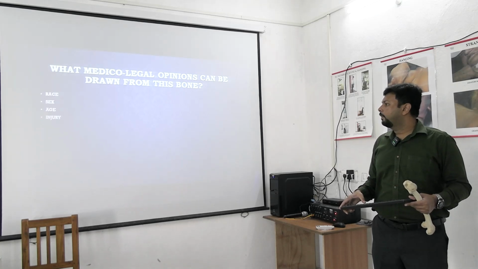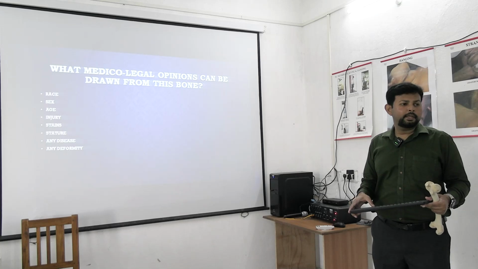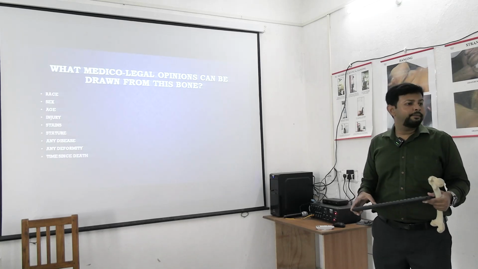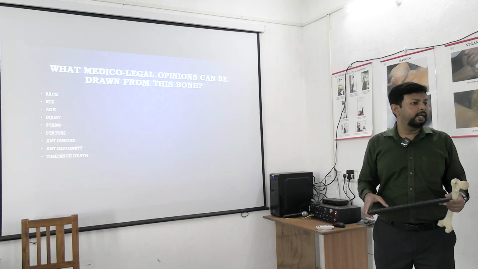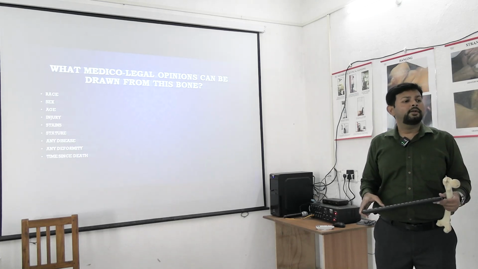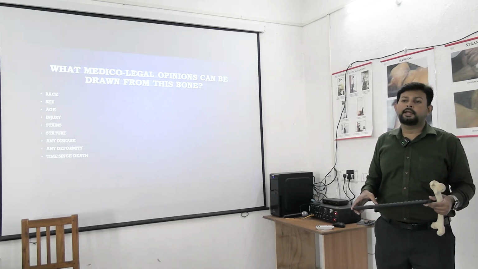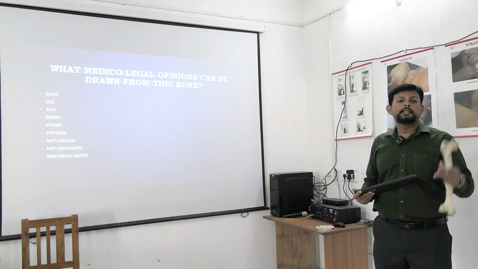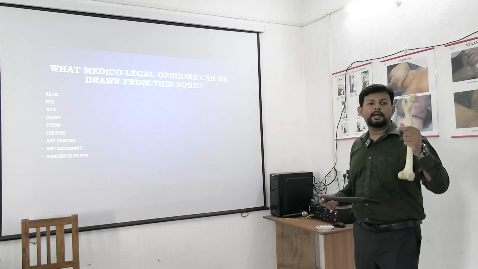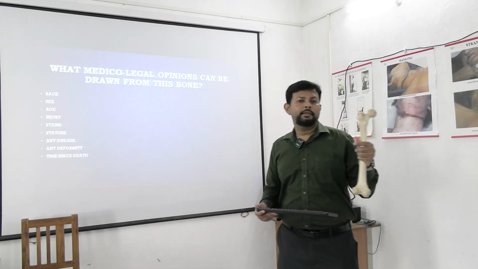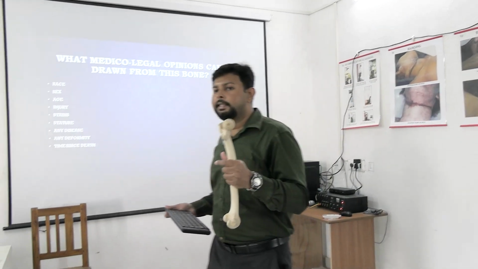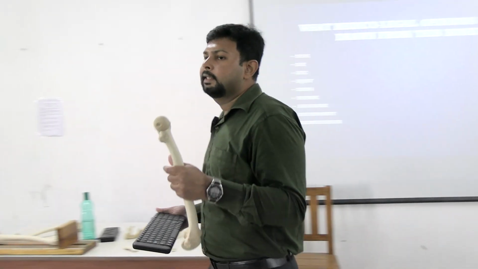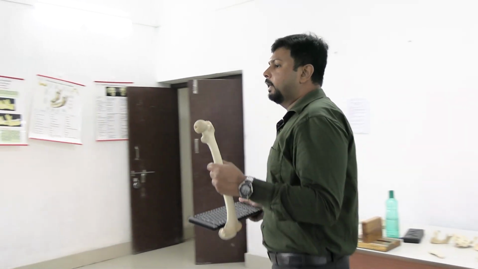So what can we determine? Race, sex, age, injury, stain, stature, disease, same as usual for all bones, but here we can find the stature, and race can also be determined. Race and stature can also be determined among the other factors. This bone, if it is in the exam, it will take time to write, because you have to estimate the race as well as the stature, right?